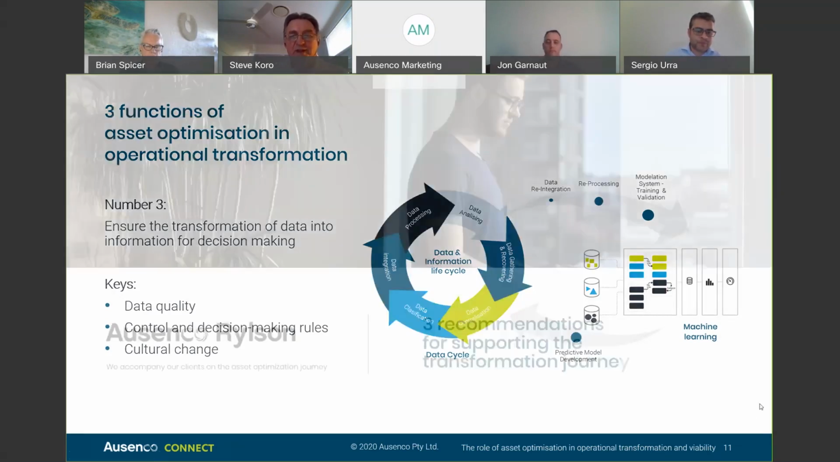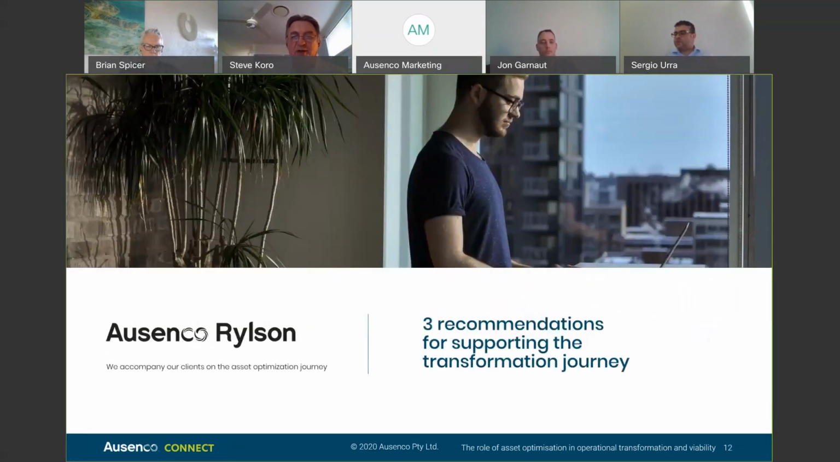Okay, thanks, Sergio, and thanks, John and Brian. So the next thing we're going to consider, as per the slide there, is some recommendations for supporting the transformation journey. So again, the three panelists are going to discuss this and share their thoughts. In the first instance, I'll hand it over to Brian.